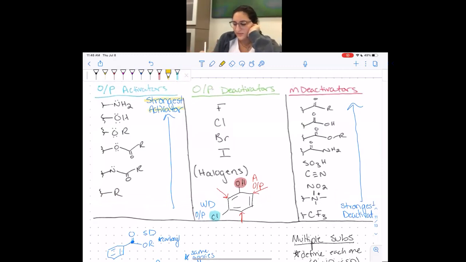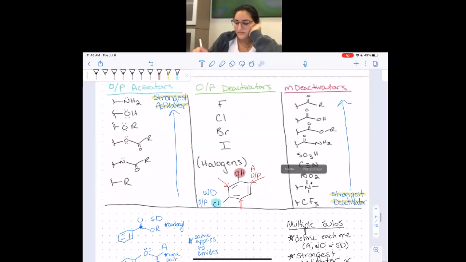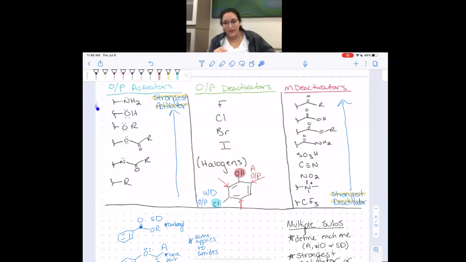I know the wording can be really difficult sometimes. So the closer you are to here, this is the most strong deactivating. This is super withdrawing, super deactivating. This one is super activating. And then the halogen, the reason I don't have an arrow is just because it goes strongest deactivator to weakest strong deactivator, I guess. These are the weak deactivators.